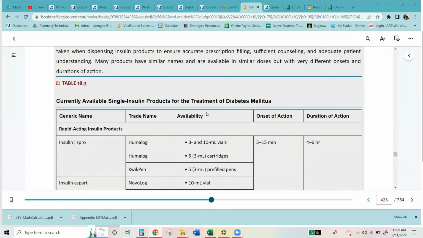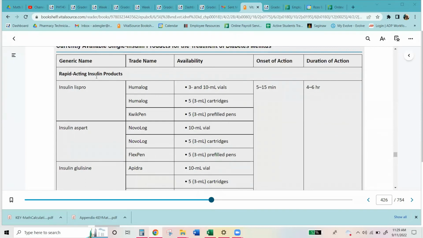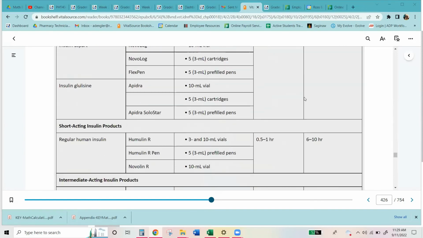And we have a chart of currently available insulin products for the market. Rapid acting insulin. Here is our chart. The onset of action, meaning when does the medication start working? Within 5 to 15 minutes. The duration of action is how long it's going to last in the body. So about 4 to 6 hours.